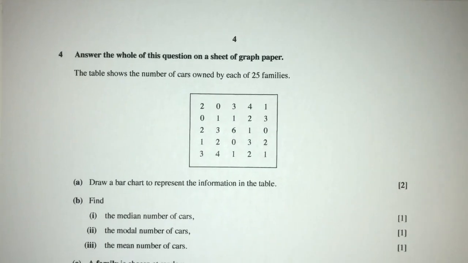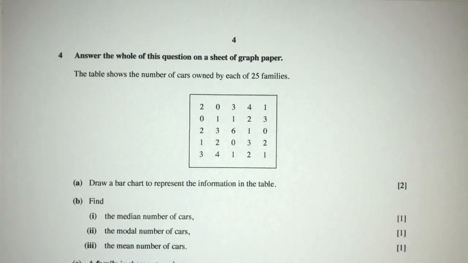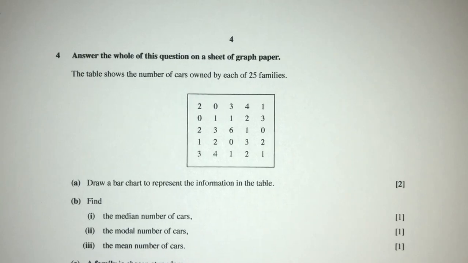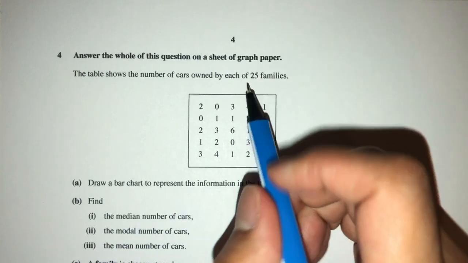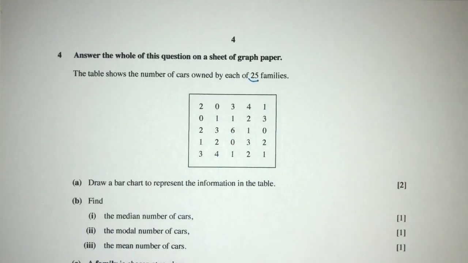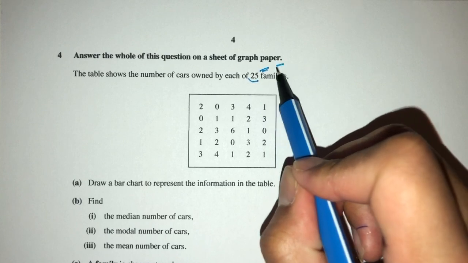Okay, so let's move on to question number 4. Here we have to answer the whole of this question on a sheet of graph paper. Well, obviously, this one I will not be using graph paper. The table shows the number of cars owned by 25 families. So here we have 25 families in total. That is my number of families.